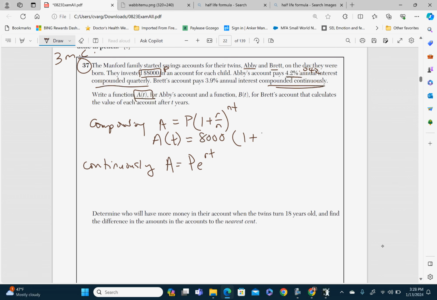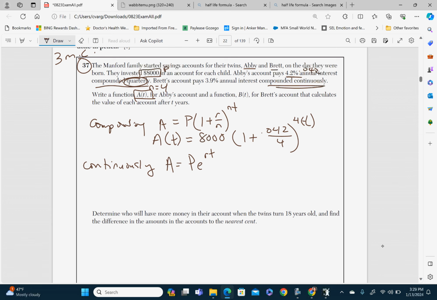So we have 0.042 on the top, and this is getting compounded quarterly. Quarterly means n equals 4, so the 4 goes on the bottom, okay? And then whatever number goes on the bottom also goes here, and then our t is time. We don't know the time, so we're going to leave it as t. All right, so that's our Abby function.